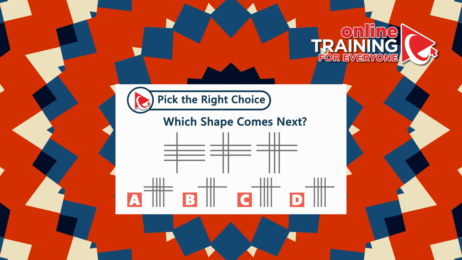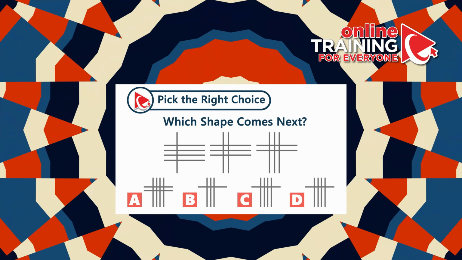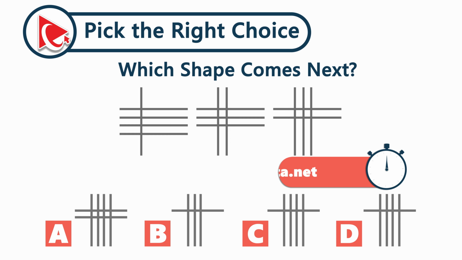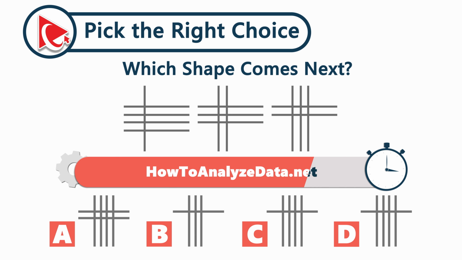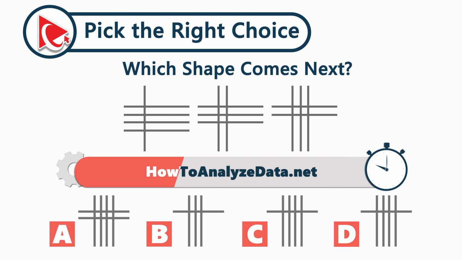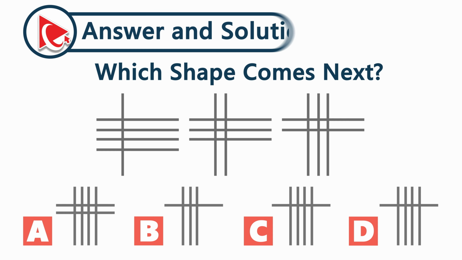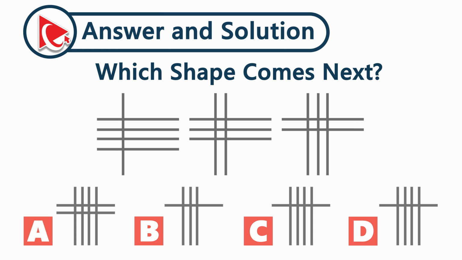Patterns are everywhere, from nature to numbers. Let's test your eye for details. You're given a sequence of shapes. Each has a mix of vertical and horizontal lines. Can you identify what comes next in this evolving pattern? Look closely. What's increasing? What's decreasing? Think logically. What would the next step look like?